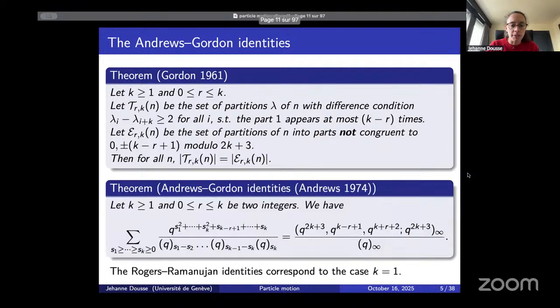But soon after, Andrews found also a Q-series version that generalizes the original form of the Rogers-Ramanujan identities. And those identities are called the Andrews-Gordon identities. So you can notice that similarly to before, you have a sum which is equal to a product, and the product corresponds to congruence conditions, and the sum corresponds to those difference conditions. But as we will see, this is not exactly obvious to see directly.